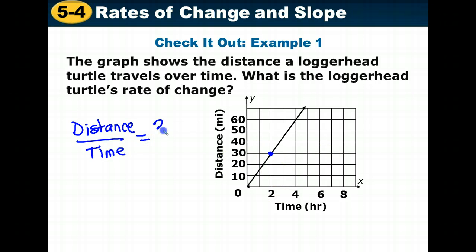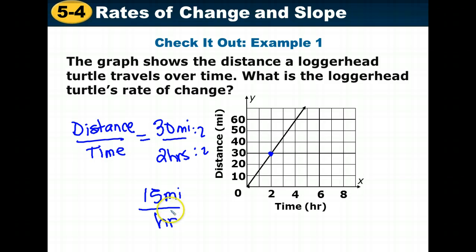So here is 30 miles to 2 hours. So in 2 hours it traveled 30 miles, and then we can go ahead and reduce this by dividing by 2, and we can see it's traveling at a rate of 15 miles for every hour. So we will say 15 miles per hour. We don't have to put the 1 there, but we know it's per hour. That means in 1 hour.